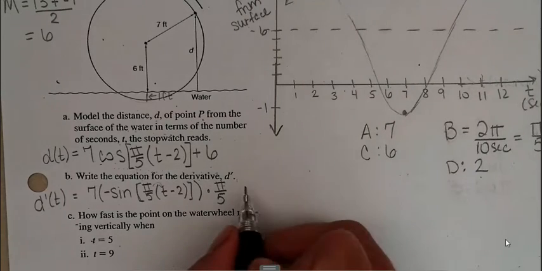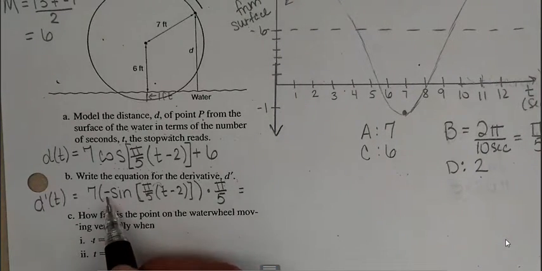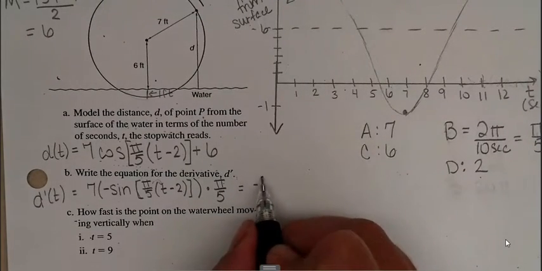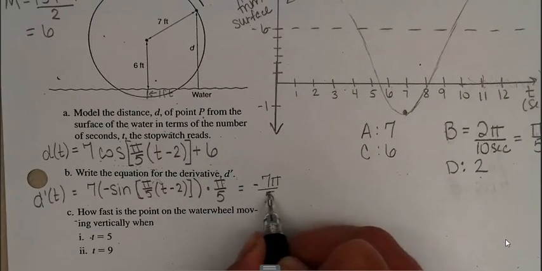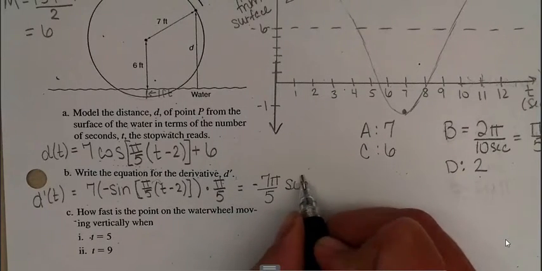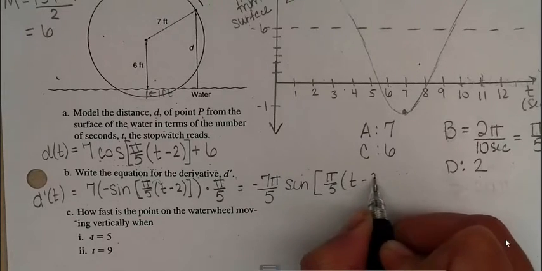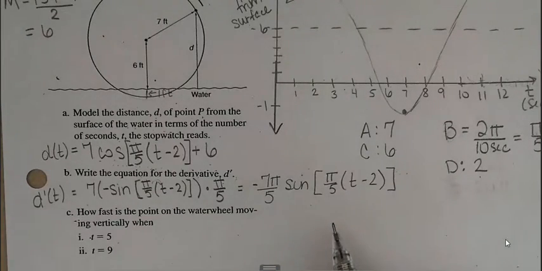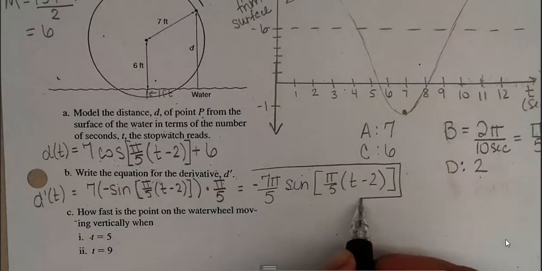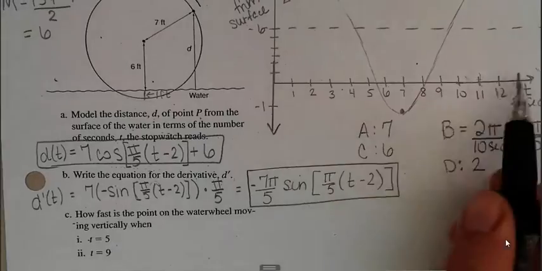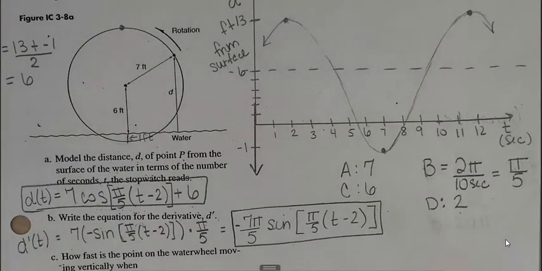Okay, so it might be more helpful if I wrote this a little bit neater. I'll do negative 7 pi over 5 sine of this inside piece. Okay, so this is my answer for B. This was my answer for A. This graph just helped us. That's all it did.